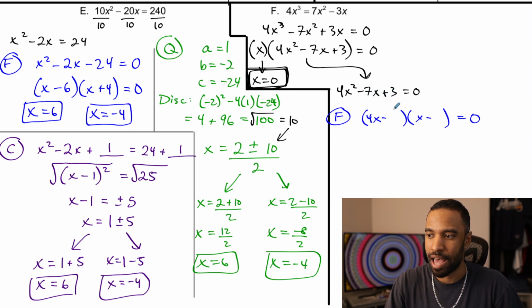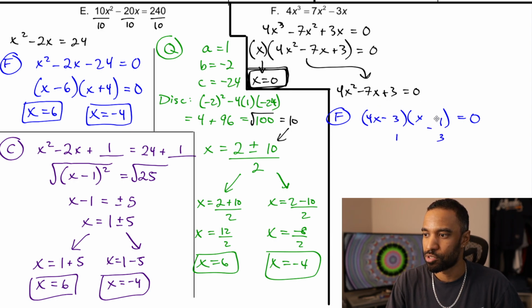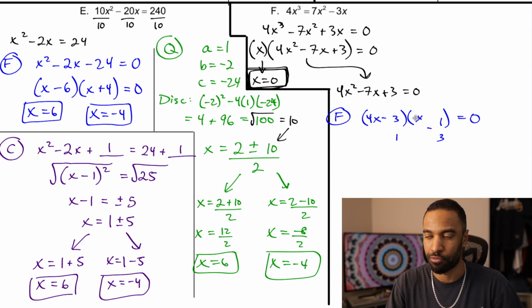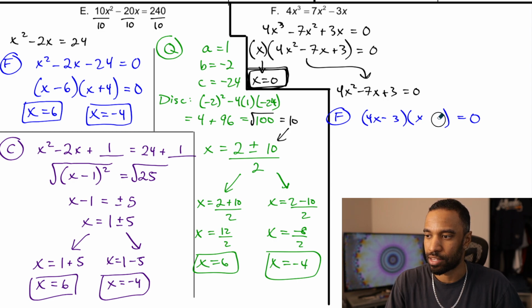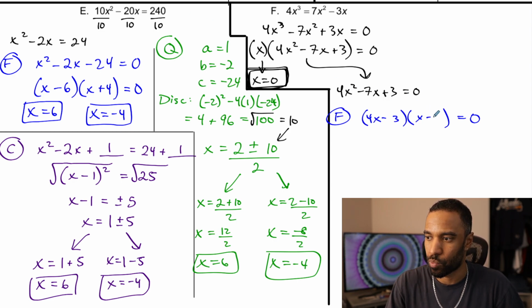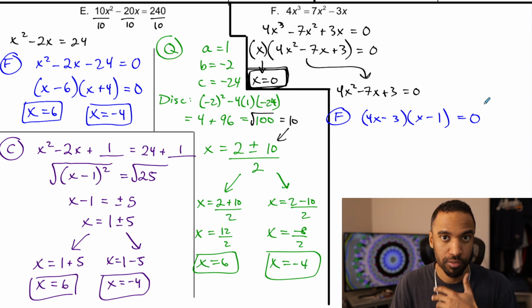So I can either have 3 and 1 or 1 and 3. If I try 3 and 1 first, I get 4 times negative 1, which is negative 4, or 1 times negative 3 is negative 3. Negative 4 minus 3 is negative 7. That one works out. So that's 4x minus 3 times x minus 1 equals 0. That's the factorization. That might be a mouthful for a lot of people there.